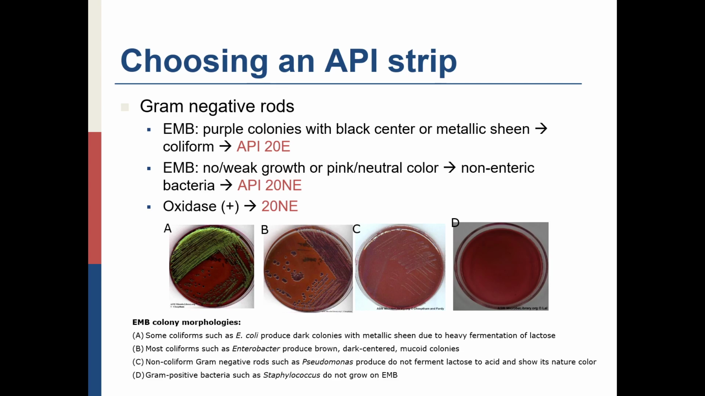So when you use your EMB plate and you streak it, if you get purple colonies with black centers or a metallic sheen, then you have coliforms or enteric bacteria. So then you'd use the API 20E for enteric. And if you have no to weak growth or pink neutral color on your EMB, then that means you have no enteric bacteria, and you're going to be doing the API 20NE for non-enteric. And then the very last one is 20NE, which is for oxidase positive organisms.